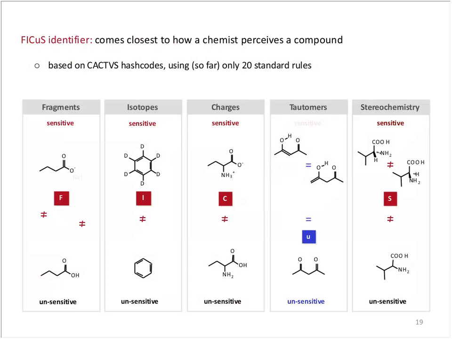Another identifier is derived from these 5 features. This one is sensitive to 4 features: fragment, isotope, charge, and stereochemistry, and it is not sensitive to tautomers. Therefore, it can easily identify a set of tautomers, and each tautomer will have the same value.